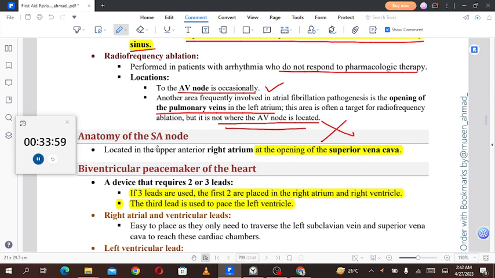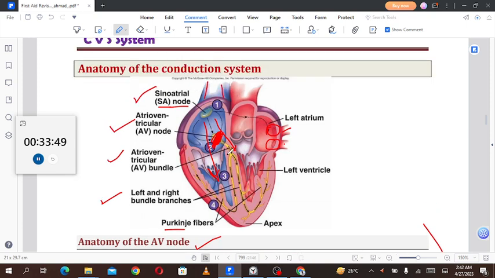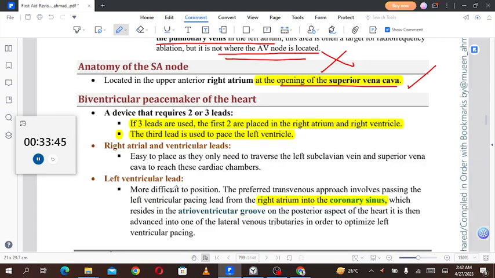Anatomy of the SA node. It is located in the upper anterior right atrium at the opening of the superior vena cava. That is very important. You must remember that the SA node is present at the opening of the superior vena cava, and the AV node is present at the opening of the tricuspid valve. So you must differentiate them from each other.